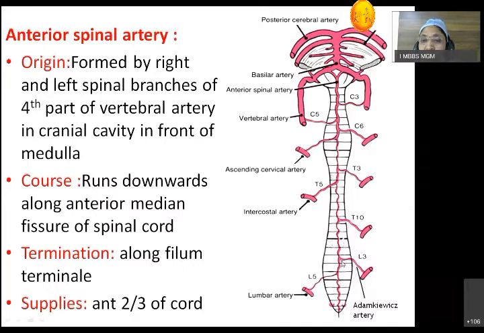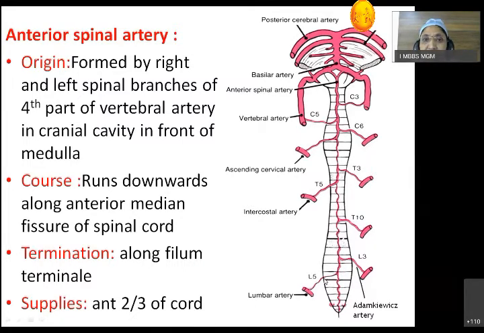Below the L1 vertebra, it continues with the filum terminale. What is the filum terminale? We have studied this. It is a thin thread-like filamentous structure which is non-nervous, extending from the lower end, that is from the L1 vertebra, to the first coccygeal vertebra. So the anterior spinal artery extends up to the first coccygeal vertebra.